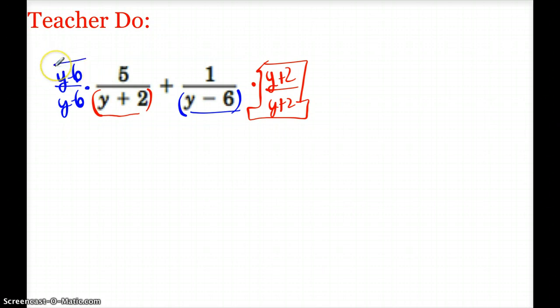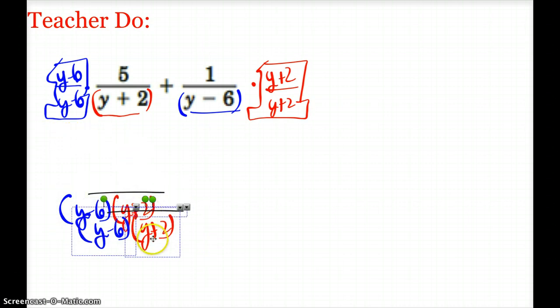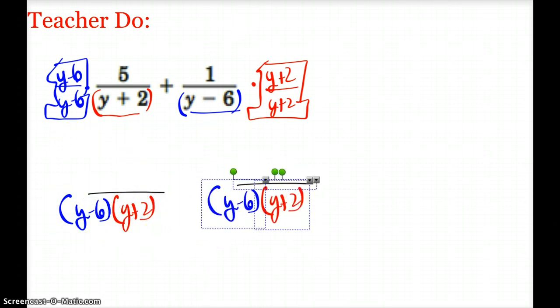Now everybody is happy. The denominators should be the same. So for both of them, they'll have denominators of y minus 6. So they're a different color. y minus 6 and y plus 2. Okay. And that's the left side, and the right side will be the same. We'll have a plus in between.